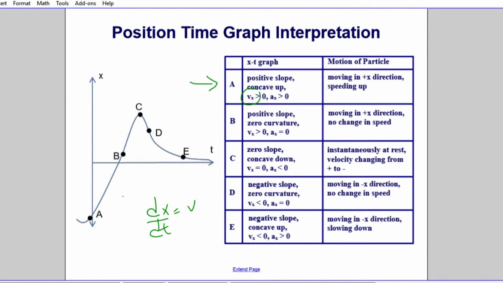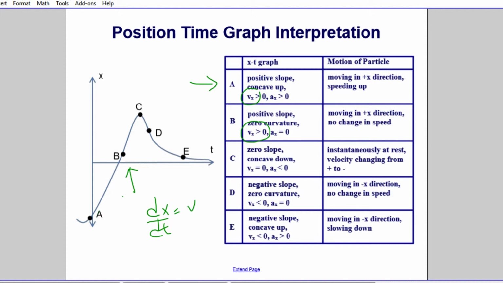Point B, we're on a straight line, 0 curvature. You have a positive slope there at point B, so the velocity is greater than 0. And the acceleration this time will be 0. There is no curvature. So you're moving in the plus x direction and no change in speed.